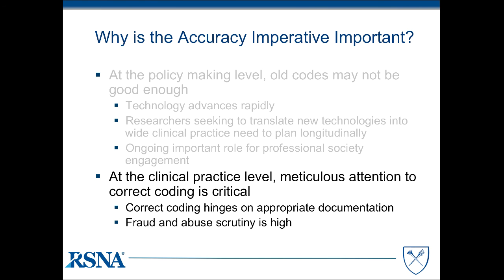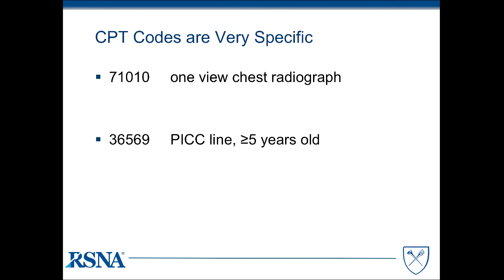Now, that's the big picture stuff. Let's pivot back to your individual practice. And again, let's talk about the accuracy imperative. Why is it important here? Because correct coding is going to hinge on your appropriate documentation. And we're in an environment in which fraud and abuse scrutiny is high. So you've got to get it right so you don't leave money on the table, but you don't have people coming after you because you asked for too much money.